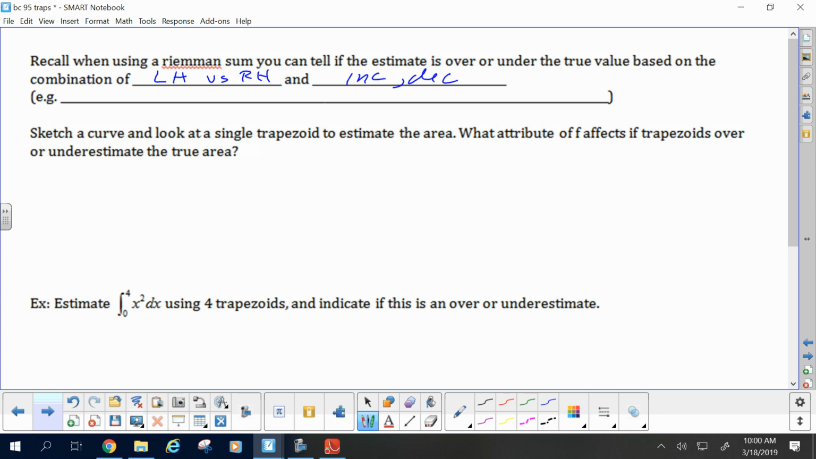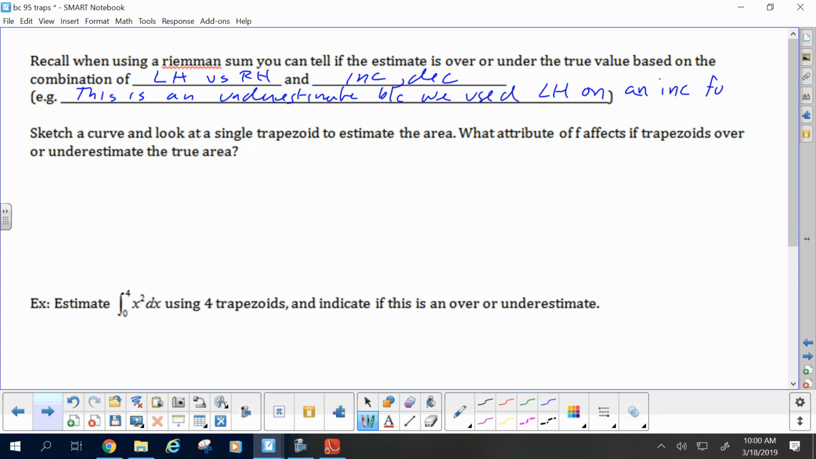For example, this is an underestimate because we used left-hand rectangles on a what? What would left-hand rectangles underestimate? Increasing or decreasing? If I use left-hand, then the lower side would be on the left, and so on. Left-hand would underestimate on increasing function.